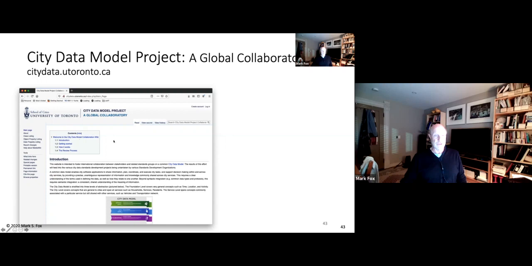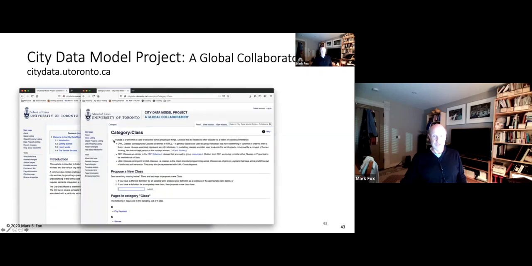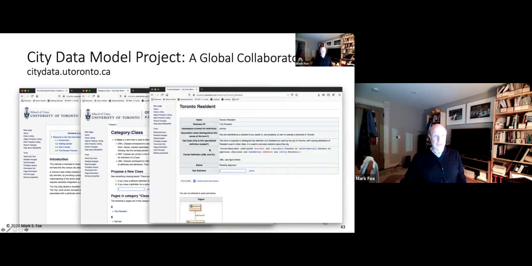And in this collaboratory, you can post classes and properties, use cases, competency questions, etc. So this is an example, Toronto resident over here, its description logic definition, its UML diagram, et cetera. And the collaboratory supports a global conversation by people to post what they think should be the concepts and properties in a particular level, and for others to then comment on this. There's a whole governance process that we have been developing so that we can govern the convergence of what should be contained in the 5087 standard.